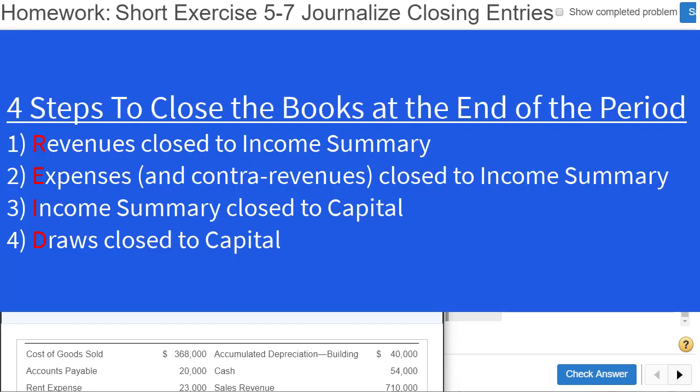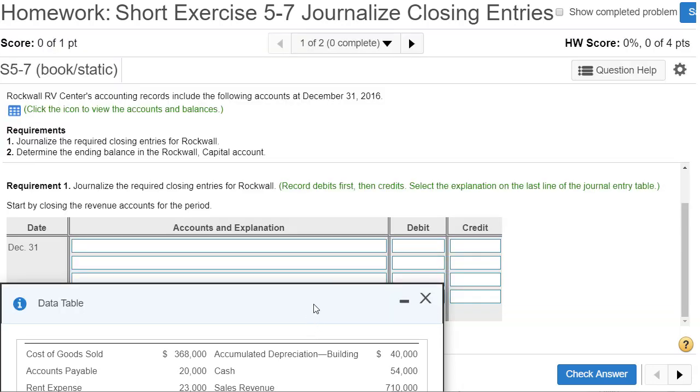The acronym is REID. The R stands for revenue. We will close those to income summary. The E stands for expenses. We will close expenses and the contra revenue accounts called sales returns and allowances and sales discounts. So we will close expenses and the contra revenue accounts to income summary. The I stands for income summary. We will close income summary to capital. And the D stands for draws. We will close the draws to the capital account. So the first step, close all revenues.